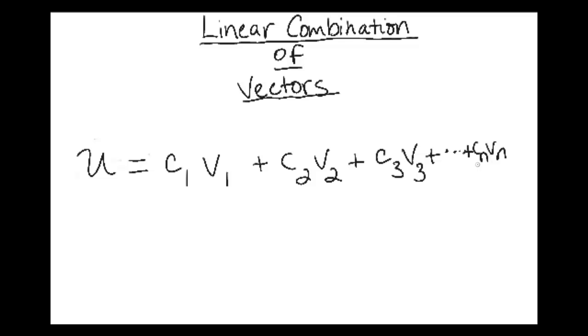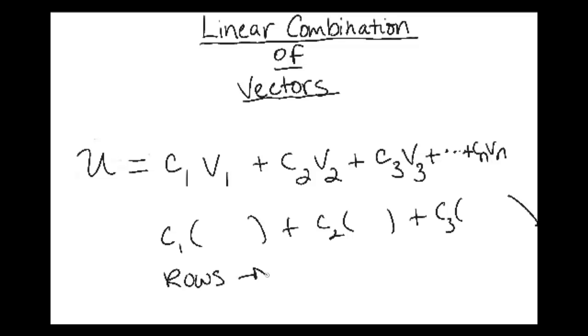Okay, so how are you going to go about doing this? Well, you'll be given three vectors, and you will basically put C1 times the first vector plus C2 times the second plus C3. Let's just say there's three vectors for this explanation. After you distribute and group them, you will end up with a system of equations where the vectors that are rows become columns, so the rows will become the columns of your system of equations.